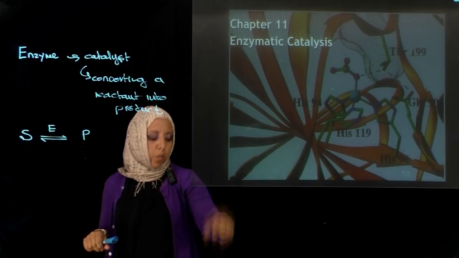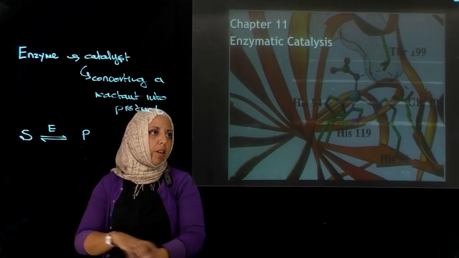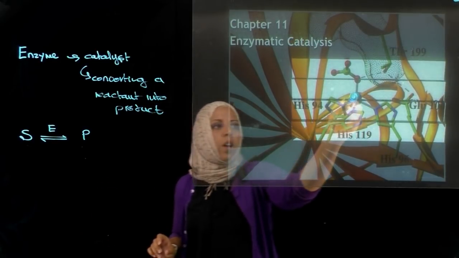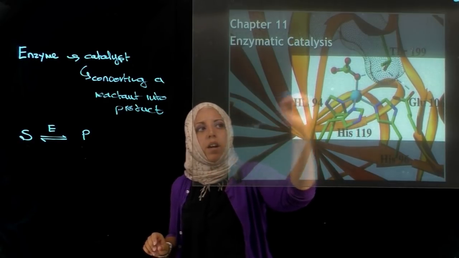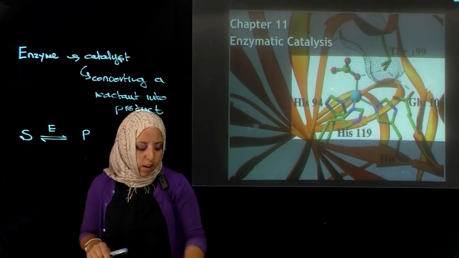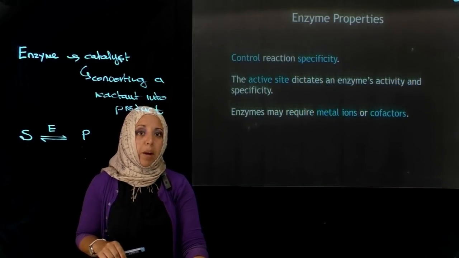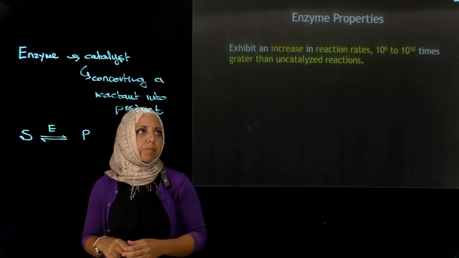Some enzymes contain metal ions or cofactors. One example is what we just saw with carbonic anhydrase and the active site that has a metal ion, a zinc ion, which is essential for the activity of the enzyme. But we're going to be talking about some examples of those as well.